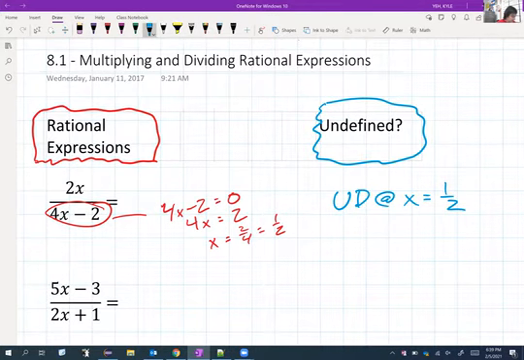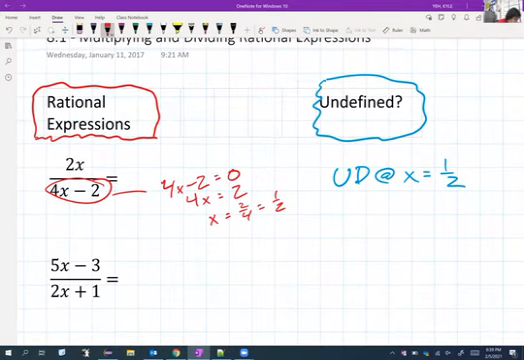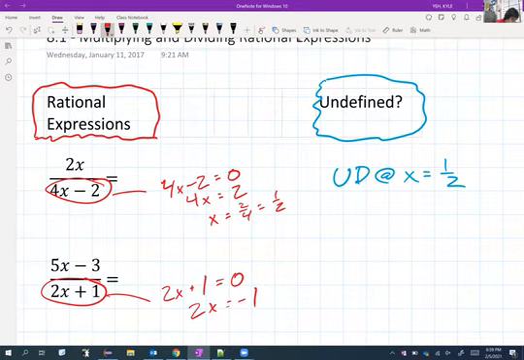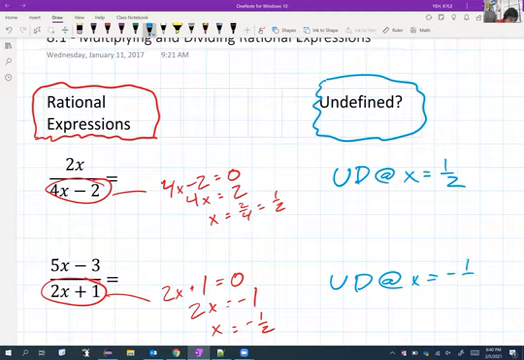How about the second one? 2x plus 1. If I'm looking for undefined values, I would say 2x plus 1, where does it equal 0? 2x equals -1, x equals -1/2. So it's undefined at x equals -1/2 on this second problem. Notice we don't really care about the numerator at this stage. We're only looking for undefined values, meaning when are we dividing by 0?